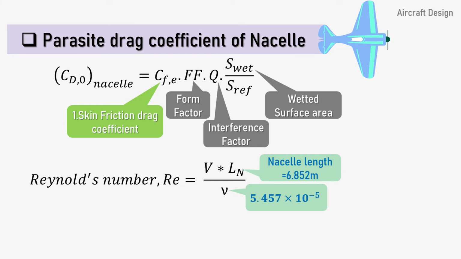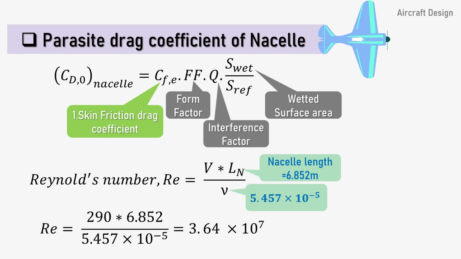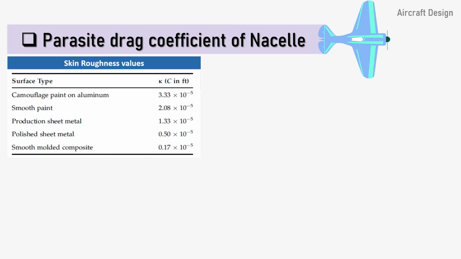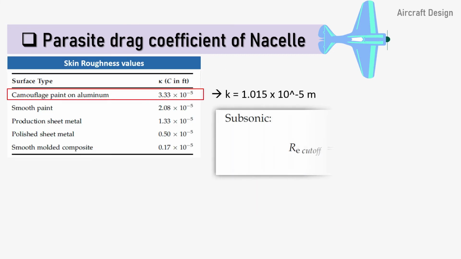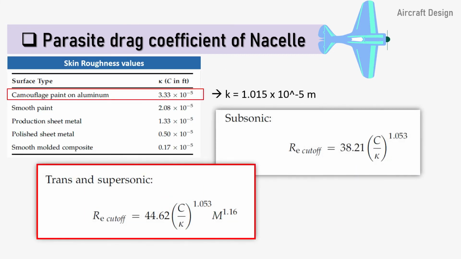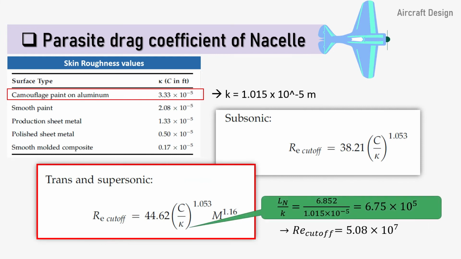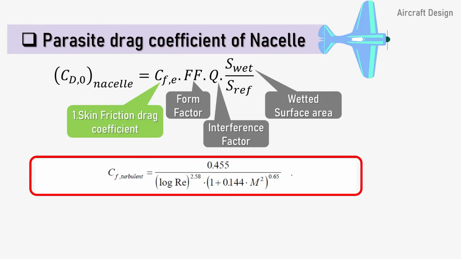So the Reynolds number is about 3.64 × 10^7, which is turbulent, and from there we will find out the surface roughness. From there we will find out the cutoff Reynolds number using the formula. After applying the values, we get around 5.08 × 10^7. Once we get the cutoff Reynolds number, we need to substitute back in the skin friction coefficient, which comes to about 0.0022.